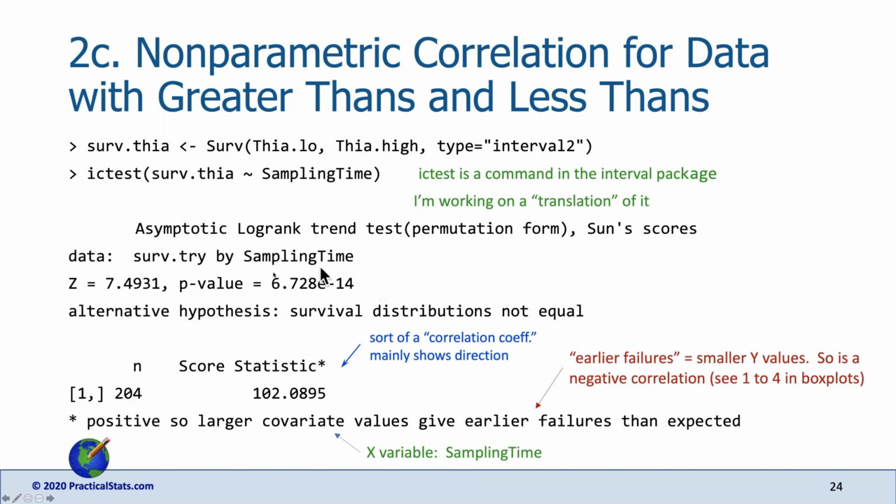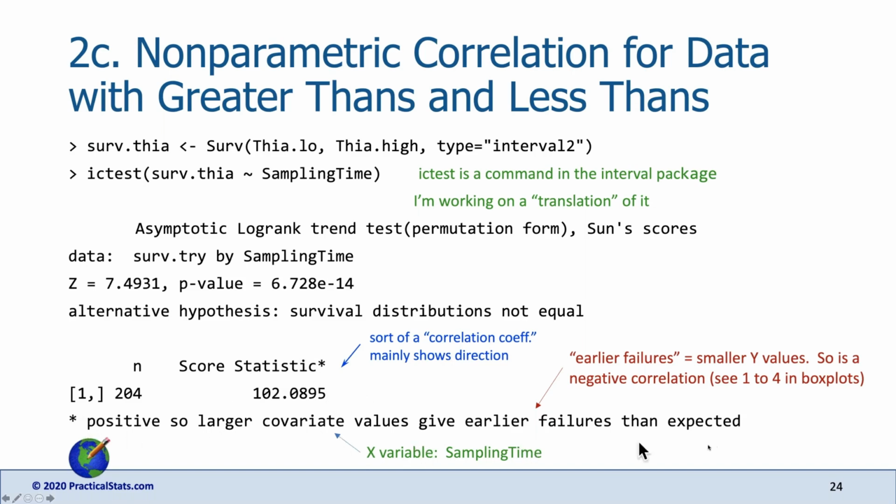But for what you get, a p-value that says it's really small. This is not just random. The direction of y is related to the direction in x. It gives you a score statistic, which is not a correlation coefficient, but it does show direction, at least in the direction, which, not surprisingly, is backwards from what we might think.